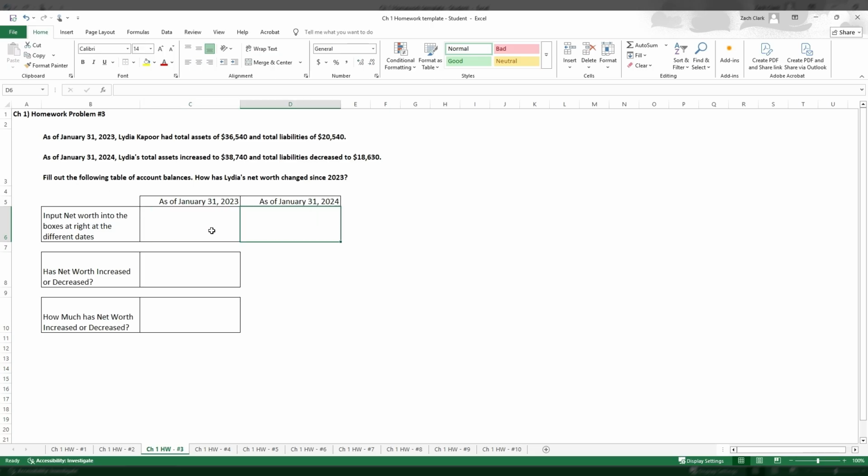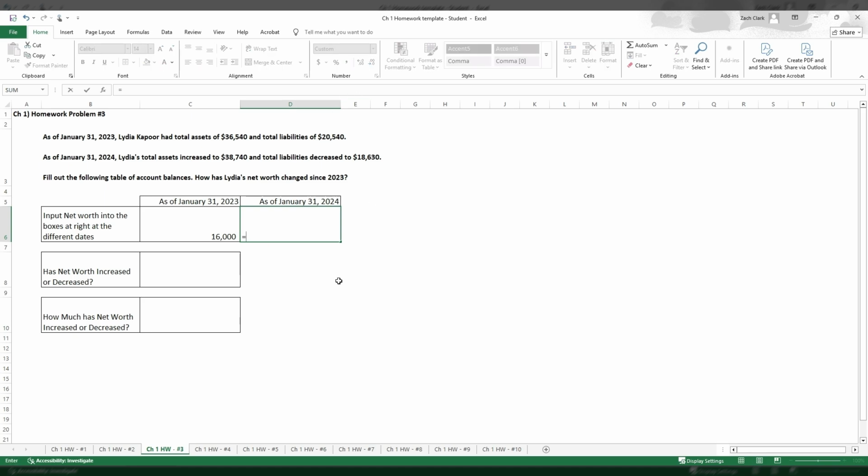So the first thing we want to do is input net worth into the boxes at right. We can do a formula to calculate this. When we looked at problem number 1, we determined that net worth is the difference between our assets and our liabilities. So our formula takes our assets of $36,540 minus our liabilities of $20,540, and that gets us to $16,000. I'm going to format these to make that a little cleaner.